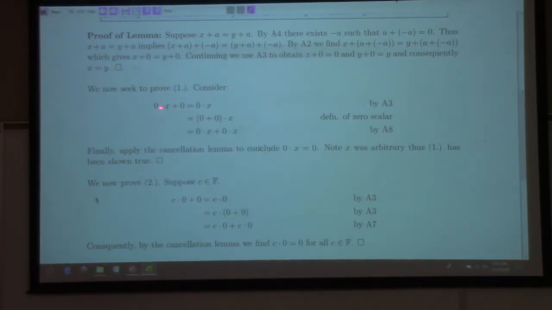To prove 1, what do I do here? 0 times x plus 0 is 0 times x. Well, that's because 0 is 0, right? This first step makes sense? By axiom 3. I think axiom 3 was that 0 exists, and behaves as 0, if I remember right. Yeah.